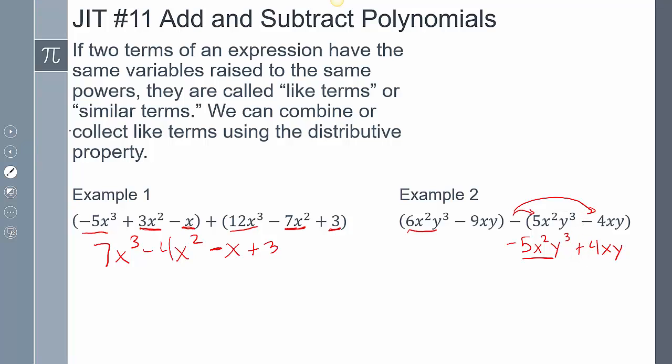So now combining like terms, this term and this term are the same, so 6 minus 5, that's just going to give me 1x squared y to the third, which is the same as x squared y to the third. And then negative 9xy plus 4xy, that's going to give me negative 5xy. And that's going to be my answer.